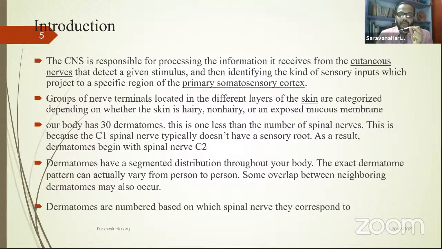The dermatomes also differ from person to person, and there may also be overlap of dermatomes. Whatever we see in the picture, we see definite areas of dermatome, even though we see it like that. But the actual thing is there's an overlap of T1 over T2 or L1 over L2. Dermatomes are named, that is numbered, based on the spinal nerve which supplies the spinal segment. The spinal nerve which comes from a given spinal segment, that number only we give to the dermatome.